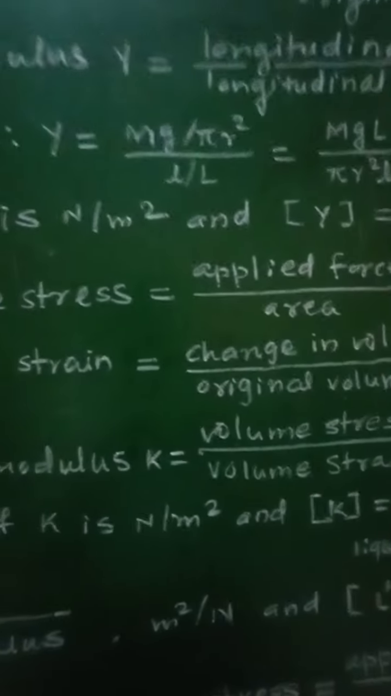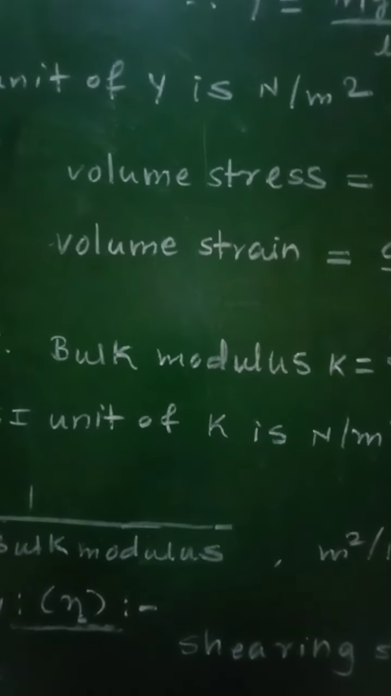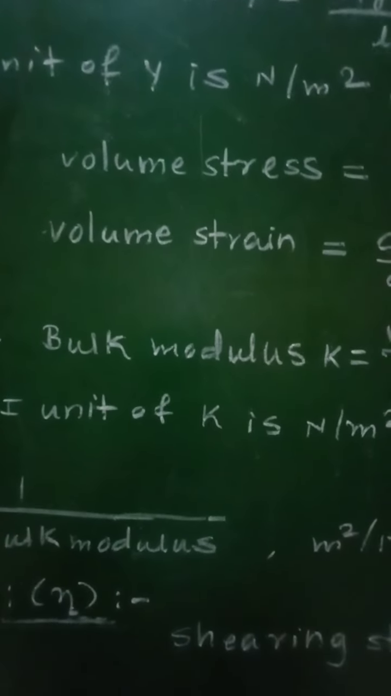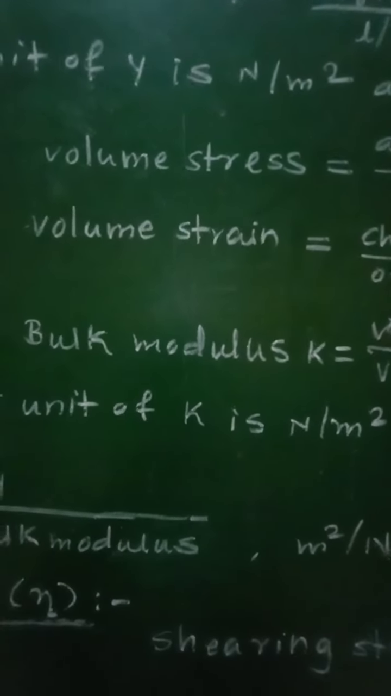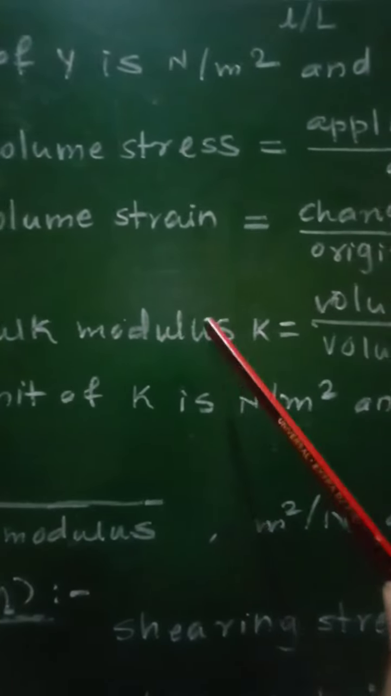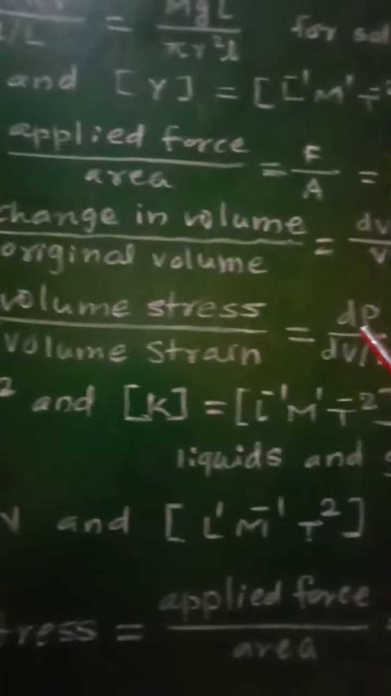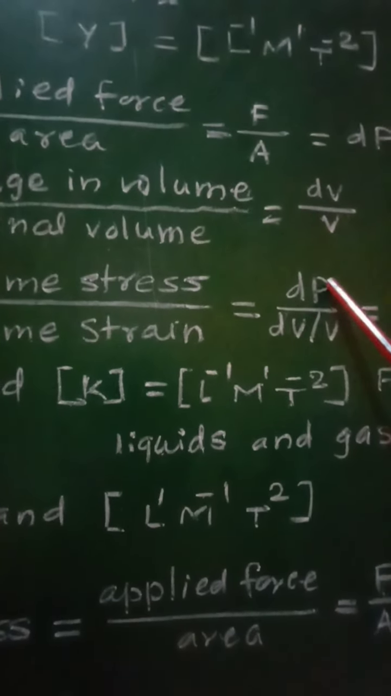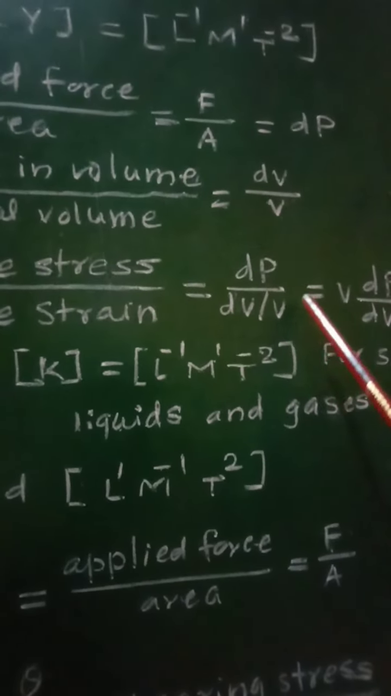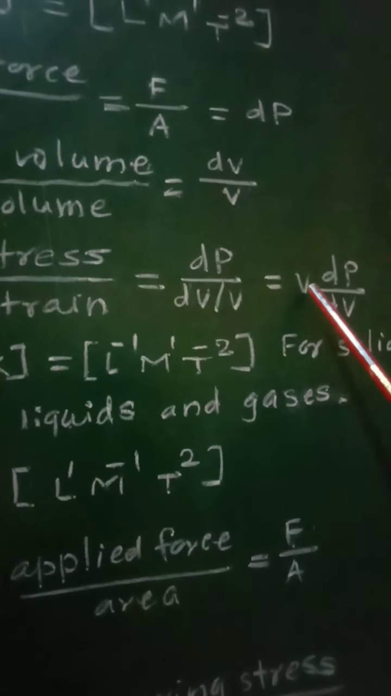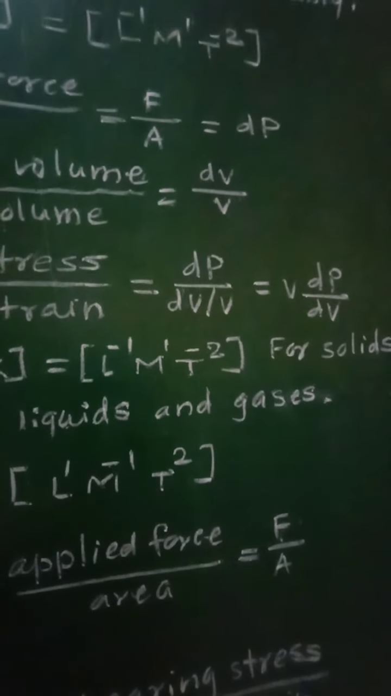Now the bulk modulus of the material of that sphere is defined as the ratio of volume stress to volume strain. Bulk modulus K equals volume stress upon volume strain. Volume stress is the change in pressure dP, divided by volume strain dV upon V. This V will be shifted to the numerator, and therefore we get V dP by dV, that is the bulk modulus.